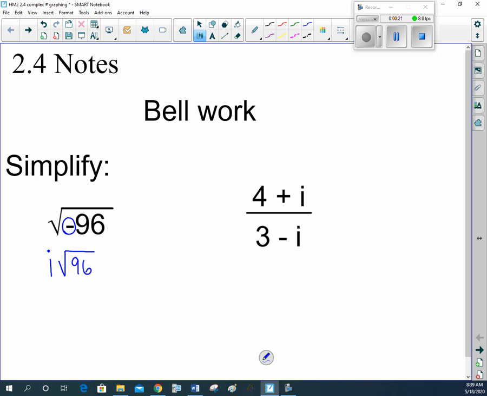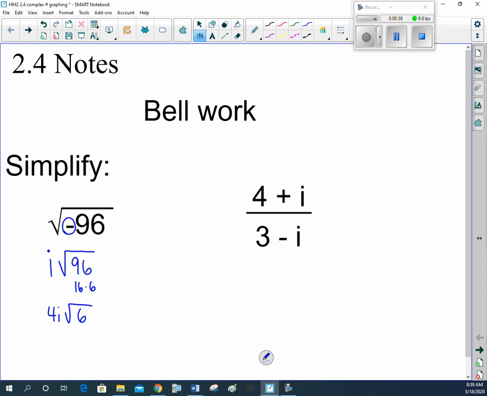And then we're going to break square root of 96 down. For those of you that are good with your multiplication facts, you might remember that 16 times 6 is 96. So that's going to turn out to be 4i square root of 6.